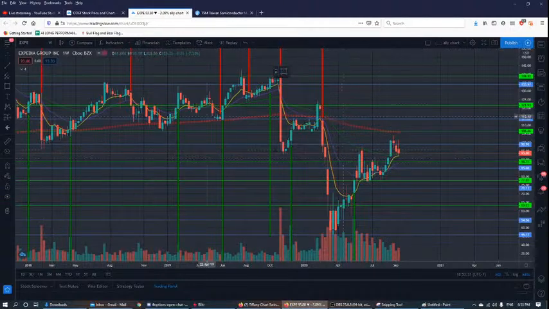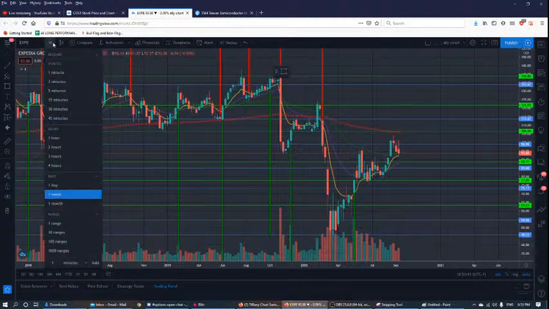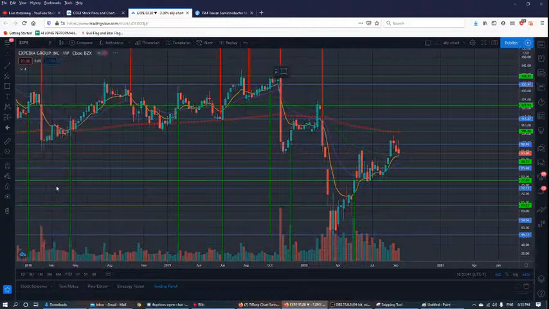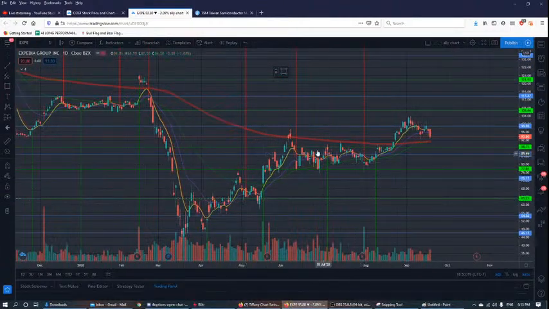And that's how I trade. I'm always looking for consolidations on the weekly time frame and the daily time frame. And I always want to see the direction because I don't like trading chop.